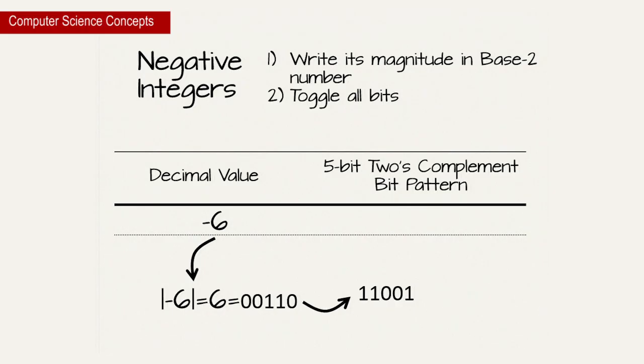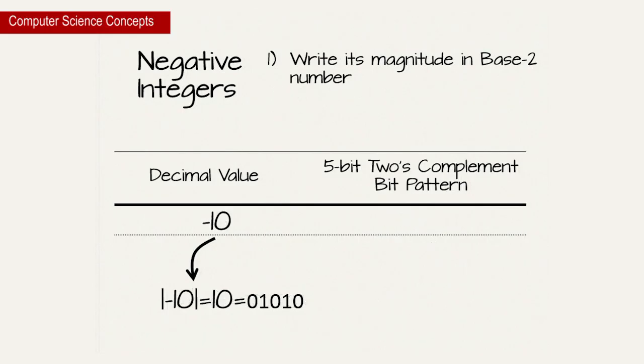We are not done yet. The last step is add 1 to the pattern as if this pattern was a base 2 number. In this case, 1, 1, 0, 0, 1 is added by 1. So the resulting bit pattern is 1, 1, 0, 1, 0.